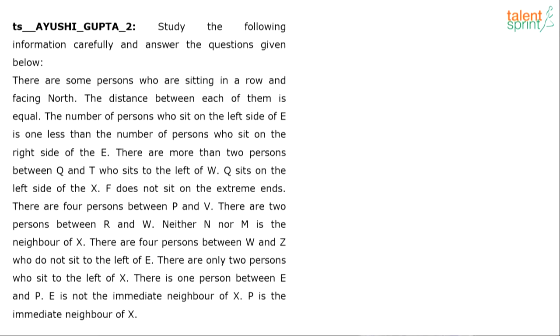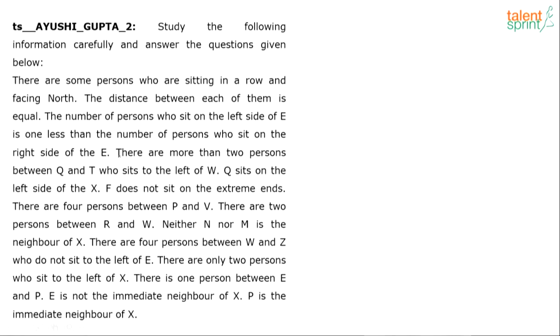Here we go. So this question was posted by Ayushi Gupta. See what it says. There are some persons who are sitting in a row and facing north. The distance between each of them is equal. Right? The number of persons who sit on the left side of E is one less than the number of persons who sit on the right side of E.